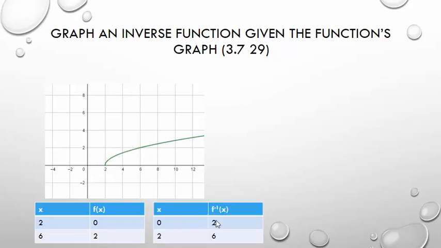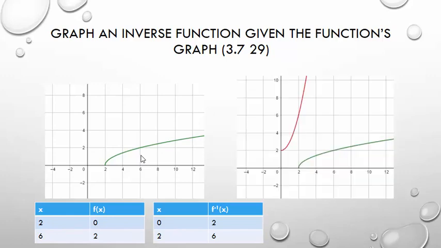So for the inverse, I would swap the x's and y's. Instead of (2, 0), it would go through (0, 2). Instead of (6, 2), it would go through (2, 6). So that's two points I could plot: (0, 2) instead of (2, 0), and then (2, 6).